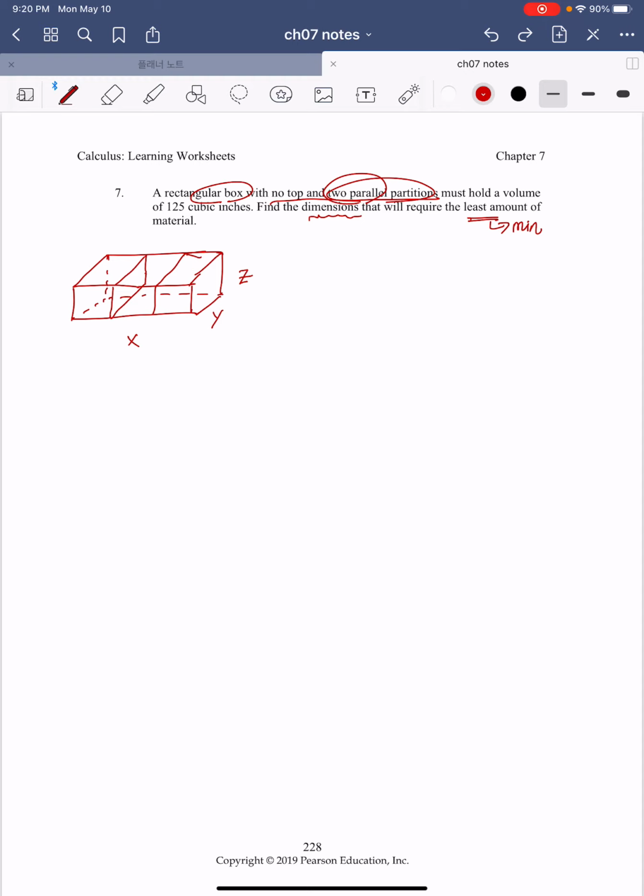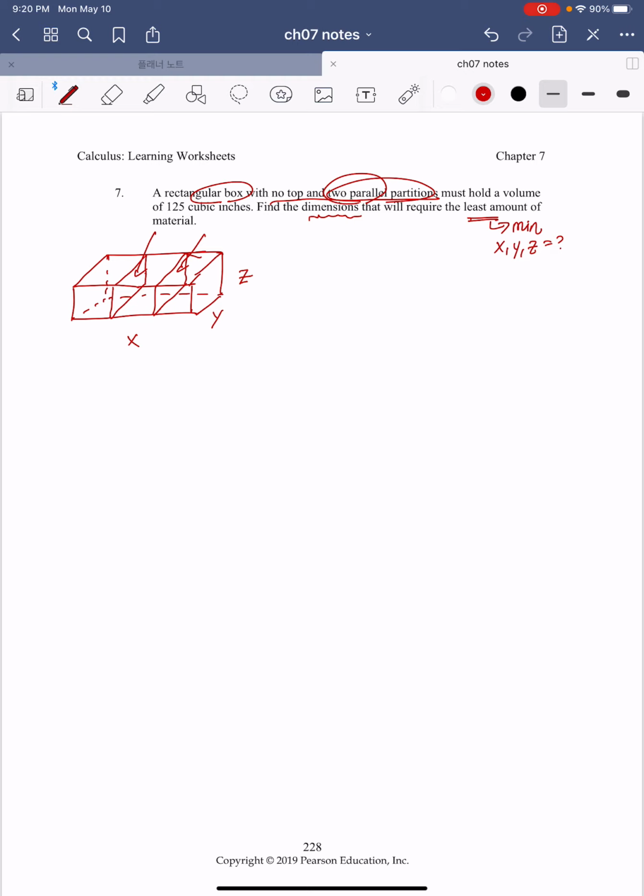Not really good with the drawing here. So kind of like a divider. There's two parallel partitions. We want to find the dimensions X, Y, Z that will give you minimum materials.